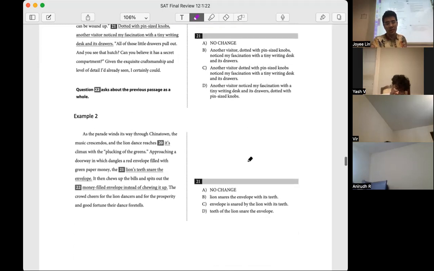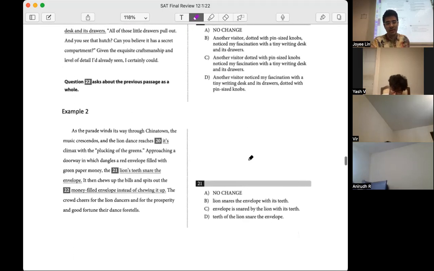So for number 21, we made it clear which one it was, right? What was approaching the doorway? The lion was approaching the doorway, right? The lion snares the envelope. Okay, so that was 21.